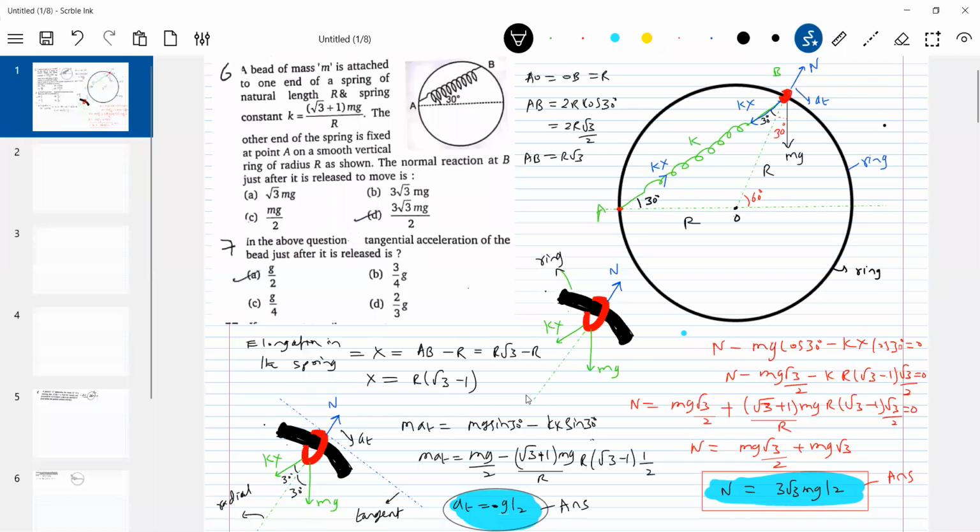Sir, how will the bead have retardation when it is coming down? No, you got minus g by 2 or plus g by 2. Based on that, I'll interpret. Sir, we are getting minus g by 2. Minus g by 2. What do you mean by retardation?